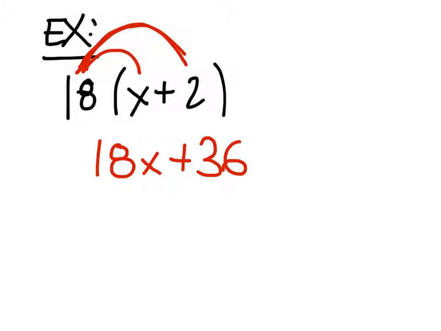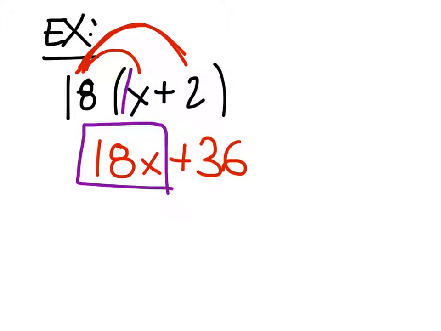36. 36, okay? Now the reason I point this out is because 18 times x is something that some people struggle with. Mr. Sal, what is 18 times x? Well, if it helps you, put that phantom 1 there. Okay? 18 times 1 is 18, and then at the x, 18x.